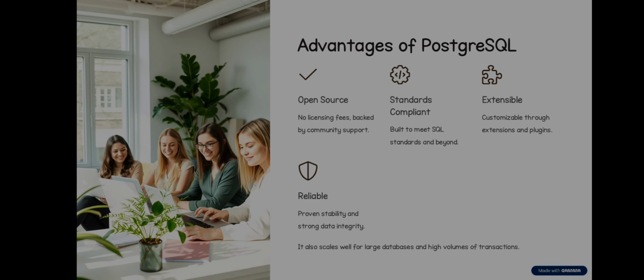Reliable: proven stability and strong data integrity. It has very good stability and strong data integrity, as it does not take unwanted or unnecessary data into the database. It also scales well for large databases and high volumes of transactions. It is good for very large databases and many transactions, meaning the sending of queries to the database and getting results from the database.